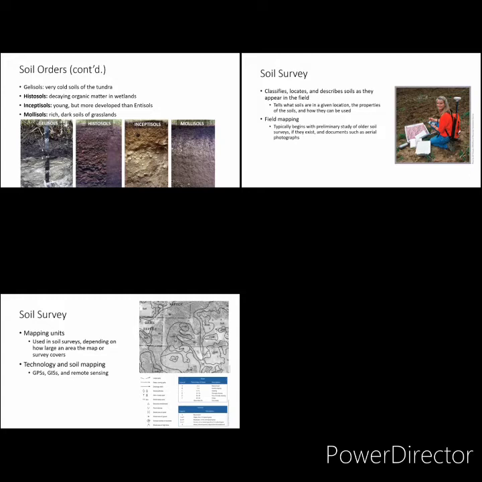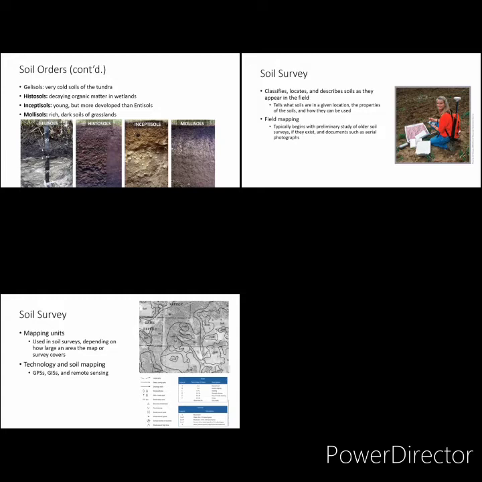GPS, GIS, and remote sensing are technological tools available to today's soil surveyors. GPS relies on 24 satellites in orbit about the Earth, positioned such that any point on the Earth's surface receives a signal from at least 4 satellites. Remote sensing gathers information about a site from a distance by using sensors mounted on planes or satellites.